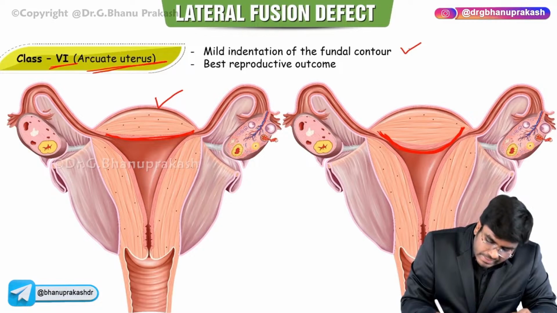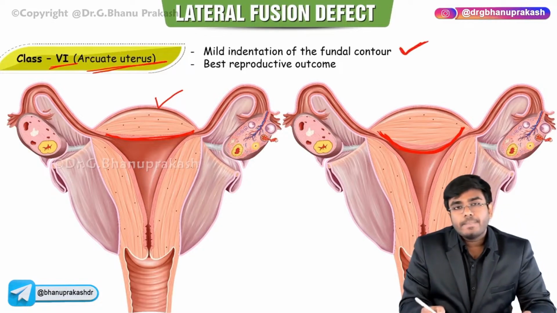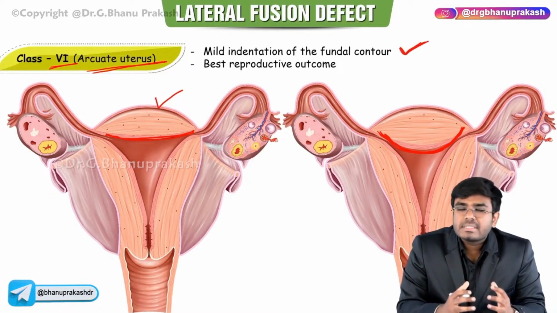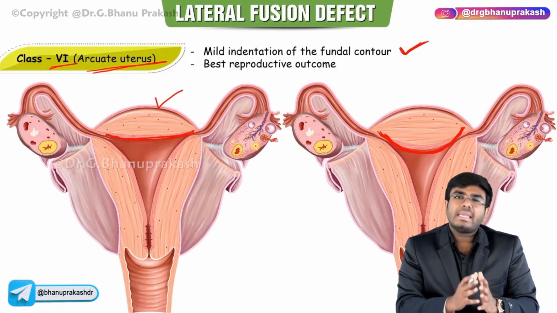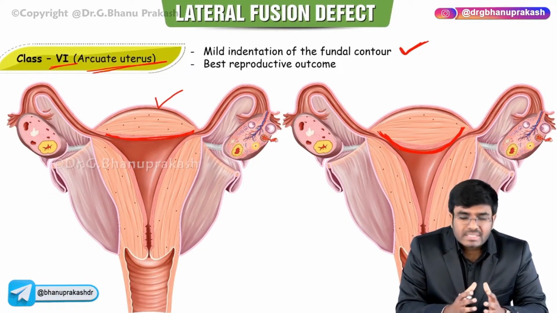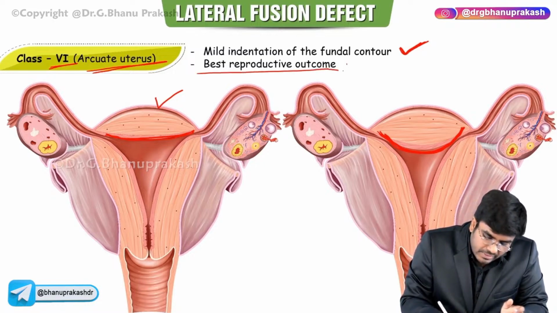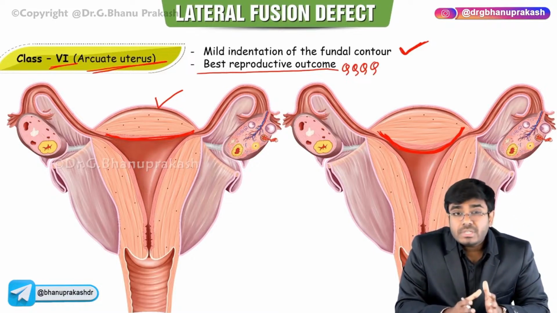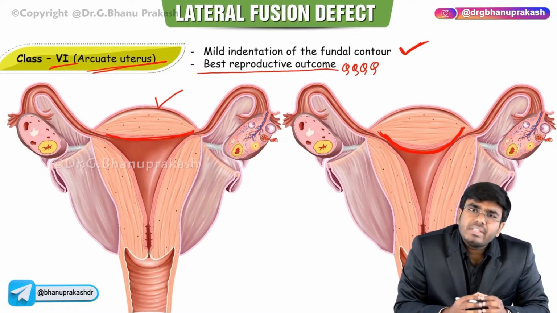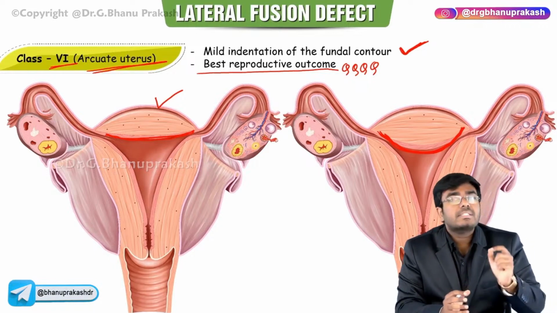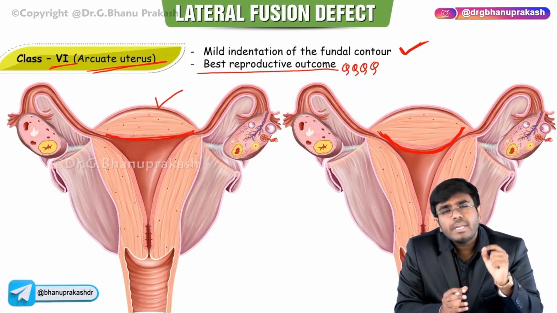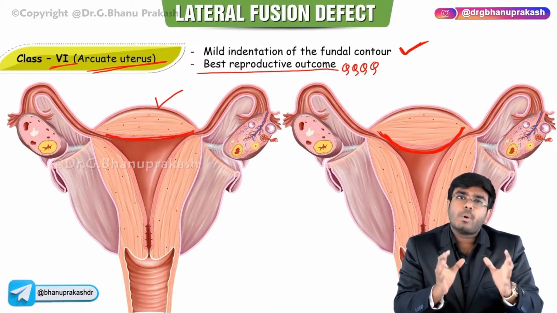There is a mild indentation of the fundal contour, but having an arcuate uterus usually won't cause any reproductive problems or fertility problems. So the best reproductive outcome is seen with the arcuate uterus. The worst reproductive outcome is seen with the septate uterus. Please concentrate guys, having a septate uterus will cause recurrent abortions.